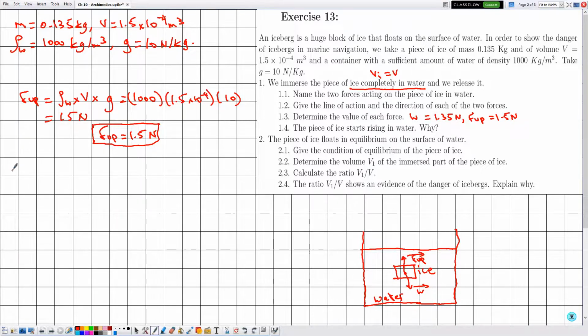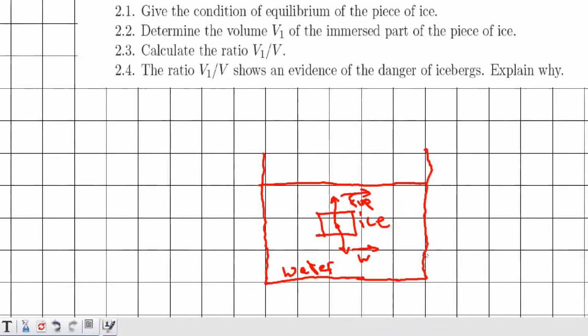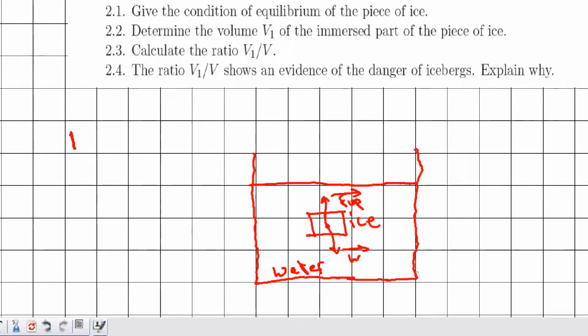Now we are in part 1.4. They are telling me the piece of ice starts rising in water. Why? So notice that the magnitude of W is 1.35 newtons, whereas the magnitude of F upthrust is 1.5 newtons, knowing that the weight vector W is acting vertically downward and F upthrust is acting vertically upward. So comparing the magnitude of these two forces, we can notice that F upthrust is greater than W. So the action of F is greater than W. For this reason, the piece of ice starts to rise.